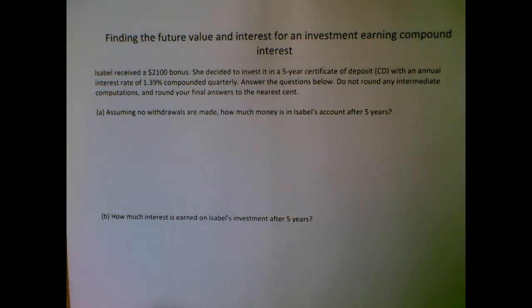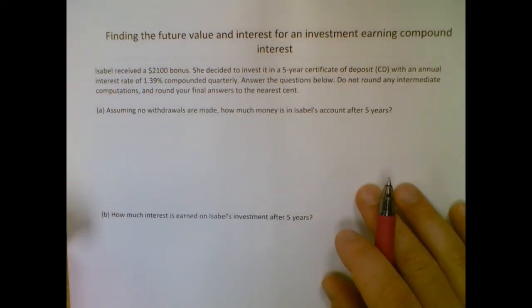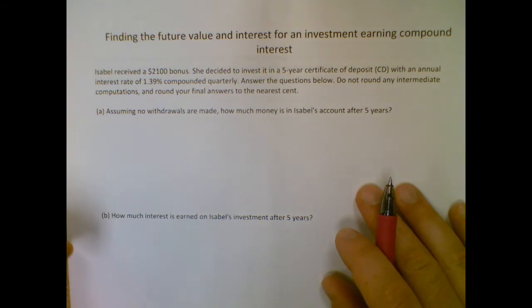So pretty standard for this type of problem in the directions there. All right, so assuming no withdrawals are made, how much money is in Isabel's account after 5 years? So this is the big part of the problem. Part B is pretty quick. So we need our compound interest formula.